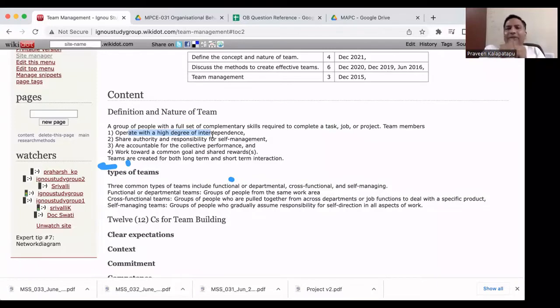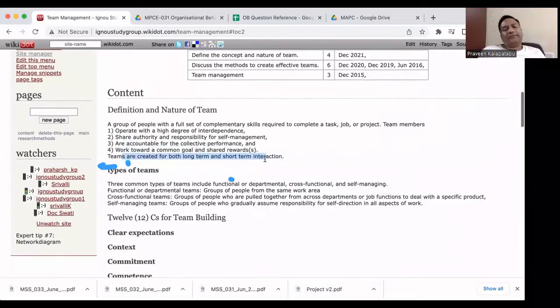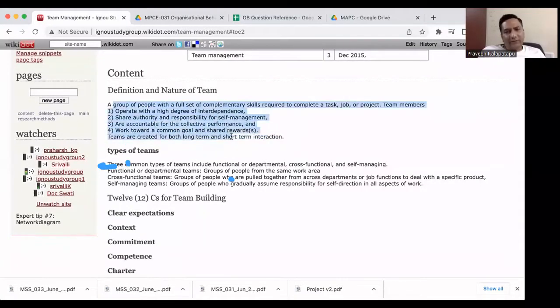So they work together very closely. They share authority, so the team is headed by a manager, or they themselves manage that particular part, and are accountable for the collective performance. So there is a team output that would actually be weighed, working towards a common goal and shared rewards. It could be both long term and short term. Okay, this is the definition or nature of the team.